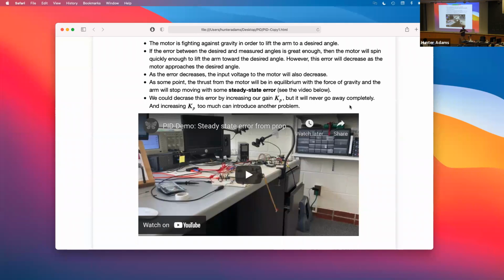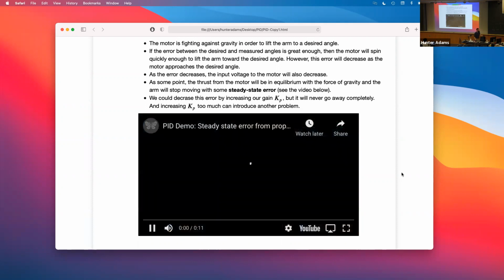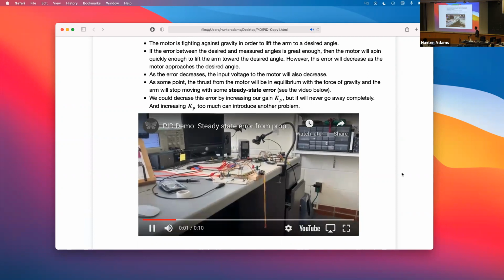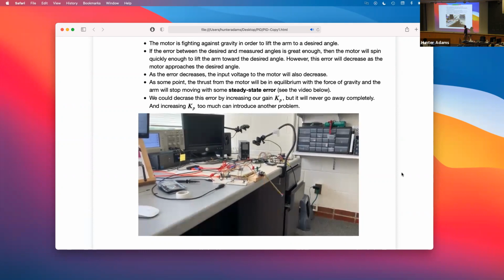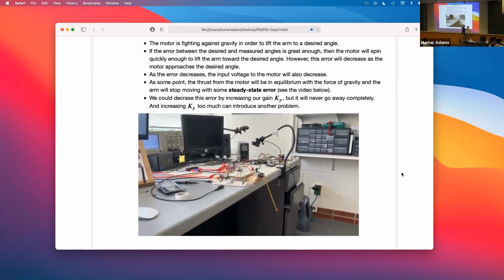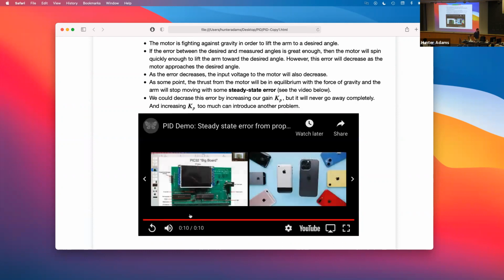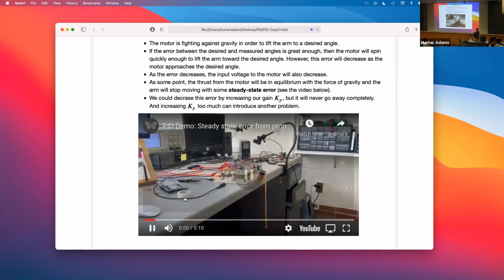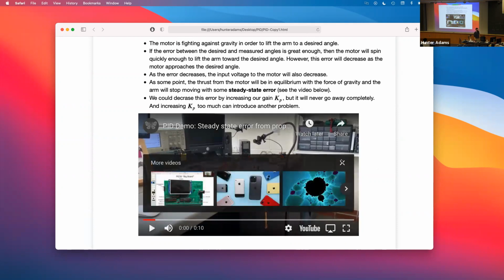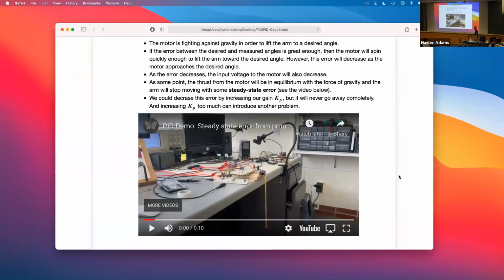If your proportional gain is quite small, that steady state error will be quite large. So here's what a quite large steady state error would look like. So it turns on, we command it to 90 degrees, and it kind of pathetically just bloops up like this, right? So we could reduce that steady state error by increasing the amount of proportional gain, right?